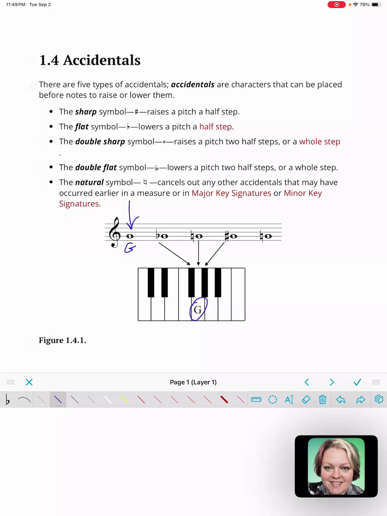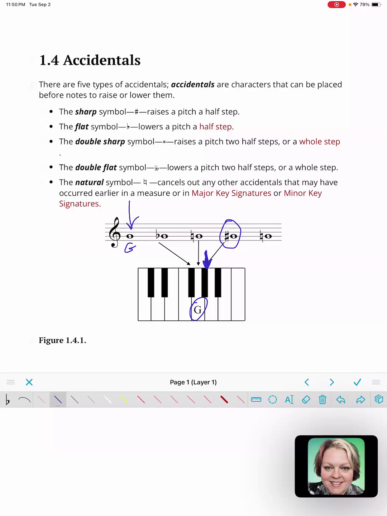When you put that sharp symbol that looks like a hashtag, which you see right here, that means instead of playing the G that I circled there on the keyboard, you're actually going to play the note just to the right of the G. And of course you can see there's an arrow there already, but it's pointing to this black key right here. So G sharp is actually the black key to the right of the G.